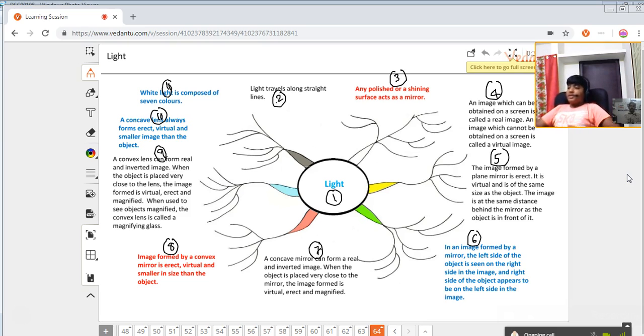Now I move on to plane mirrors. So basically, the image formed by a plane mirror is always erect or straight. It is always virtual and is the same size as the object. The image is at the same distance behind the mirror as the object is in front of it.